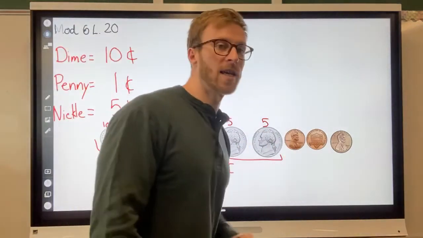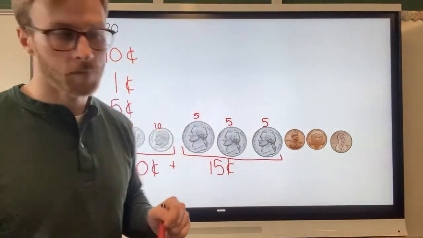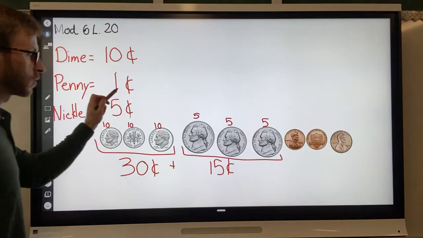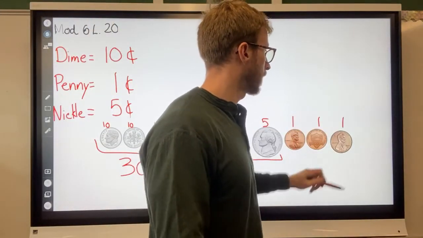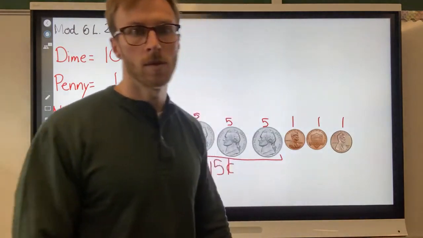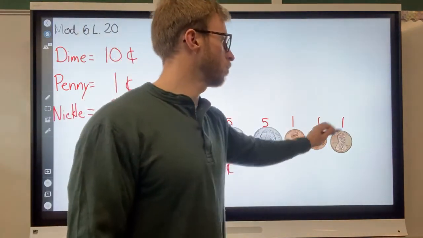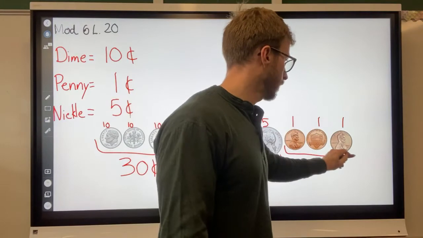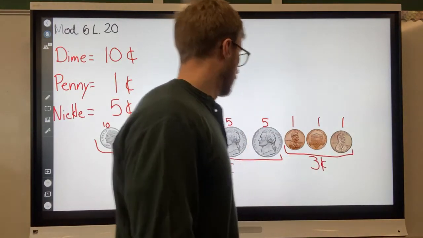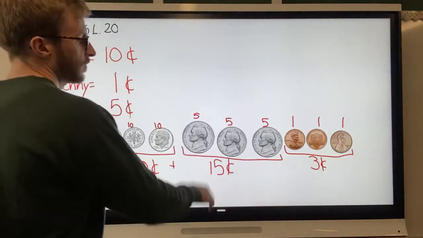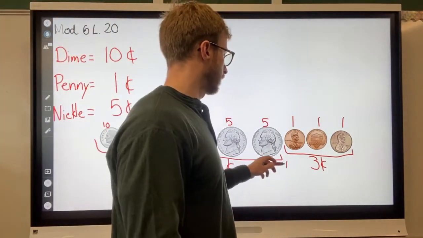And then how much is 1 penny worth? 1 penny is worth 1 cent. So we have 1 cent, 1 cent, and 1 cent. What's 1 plus 1 plus 1? 1 plus 1 is 2, plus 1 more is 3. So we have 3 cents in pennies. So 30 cents plus 15 cents plus 3 cents.